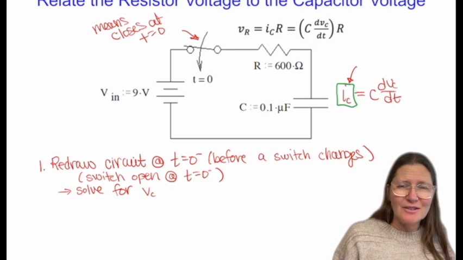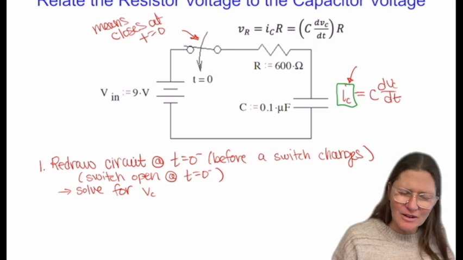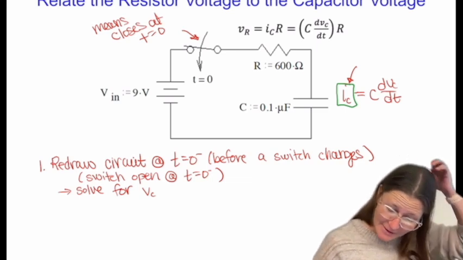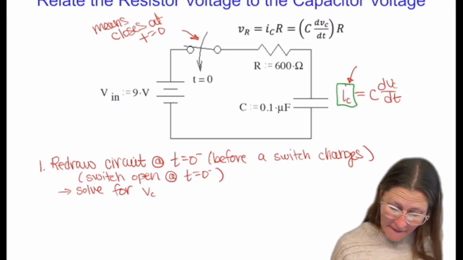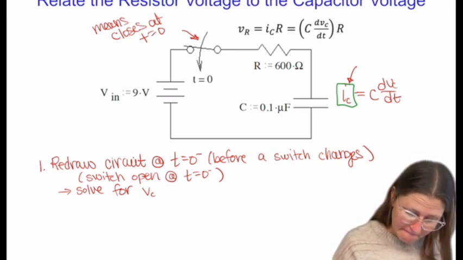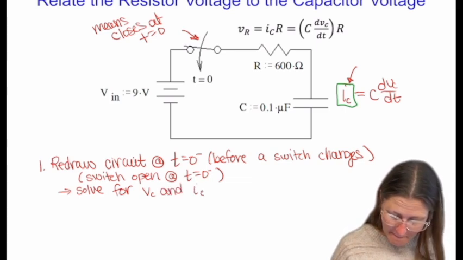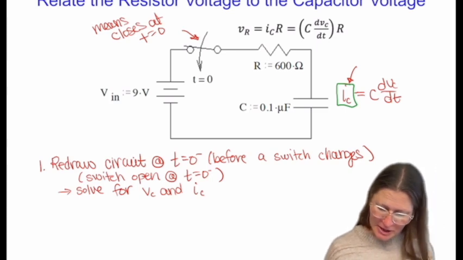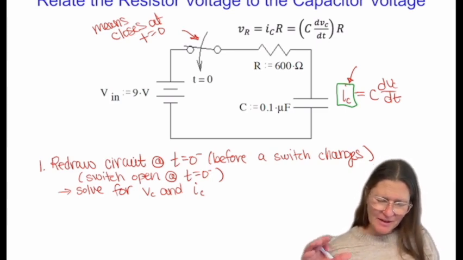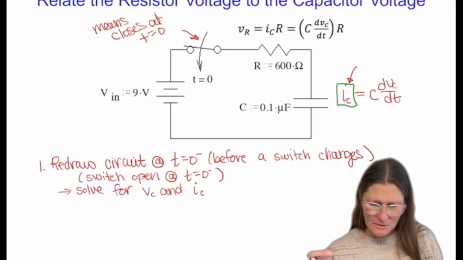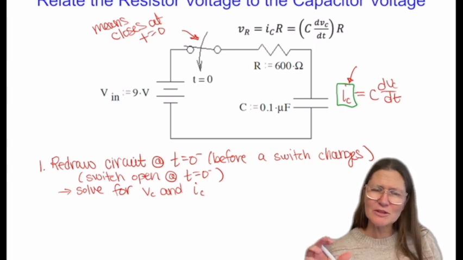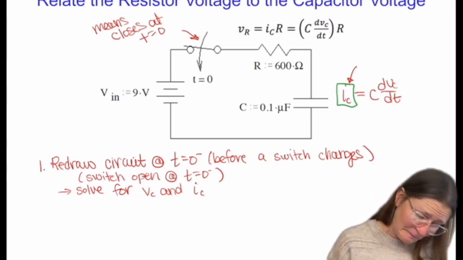Right, C dVc/dt. I just had a brain moment. Why I'm pausing here is because the capacitance, I think I said that wrong. So your capacitance doesn't change instantaneously because you model it with a voltage source. So now I'm drawing a blank. Okay, I'll get back to that one.